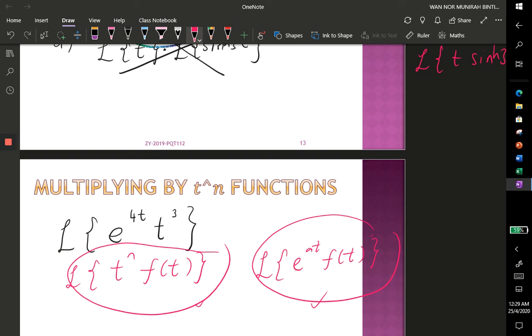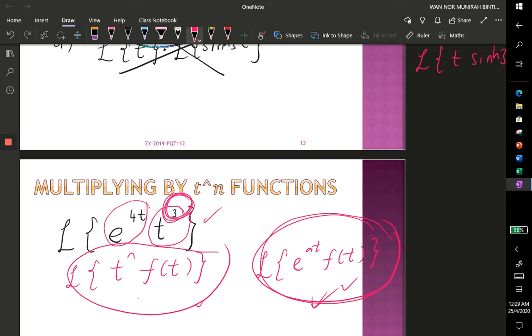If I get this kind of question, I will solve it by using the first shift property. If the question doesn't mention any property, I will go for this one. Why? Because this one is easier compared to multiplication by t to the n. If you look at this function, if you set this one as f(t), you need to differentiate your function 3 times. So it will waste much of your time. So go for the first shift property.